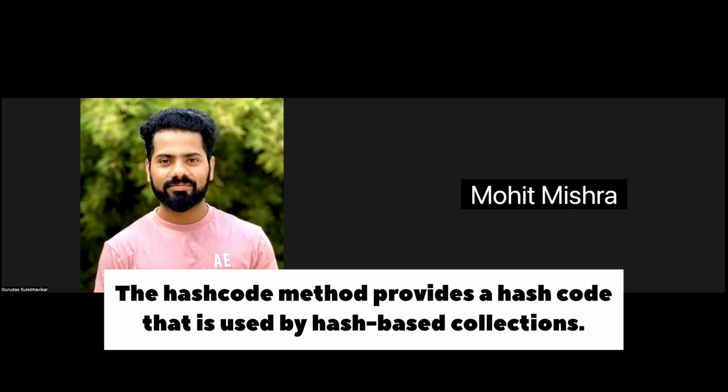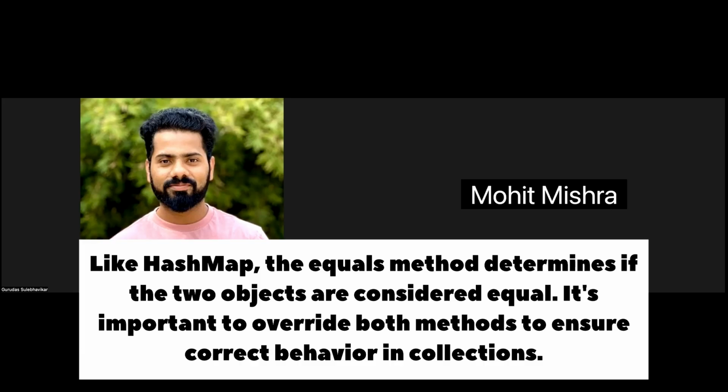The hashCode method provides a hash code that is used by hash-based collections like HashMap. The equals method determines if two objects are considered equal. It's important to override both methods to ensure correct behavior in collections.